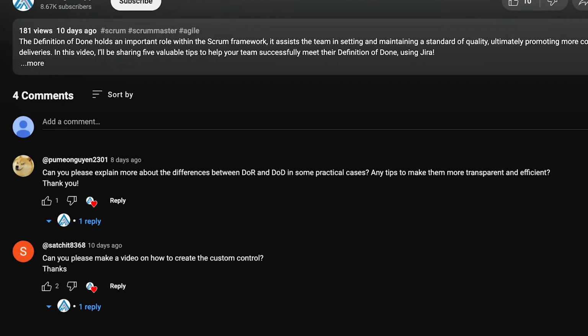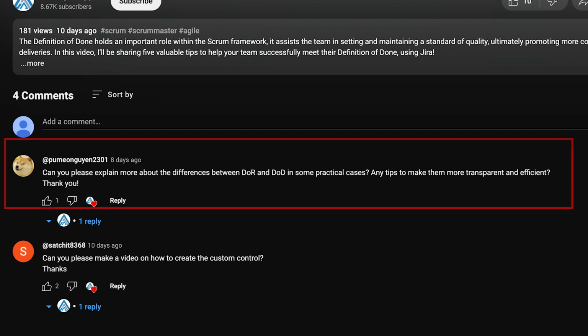the comment was from Pumio. Pumio wrote, "Can you explain more about the differences between the DoR and the DoD in some practical cases, and any tips to make them more transparent and efficient?" Okay, let me give you some answers.